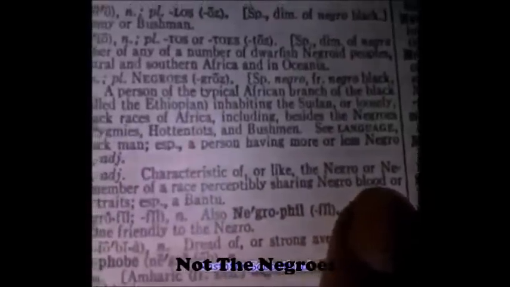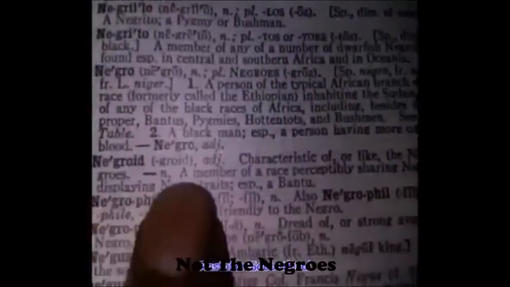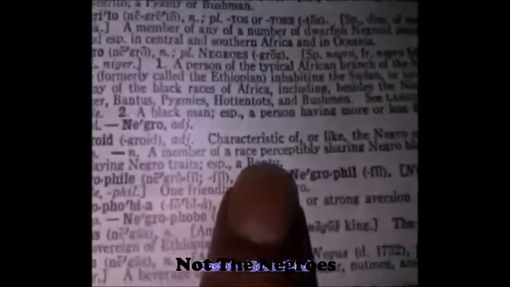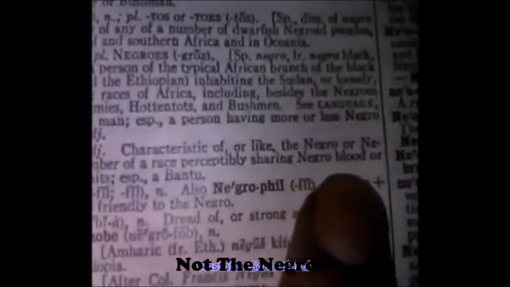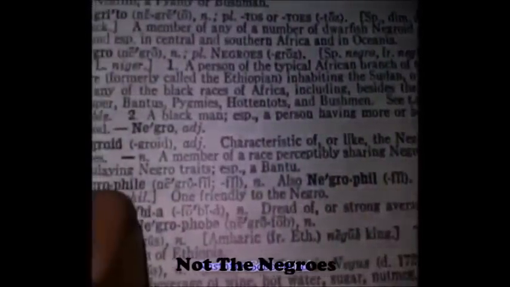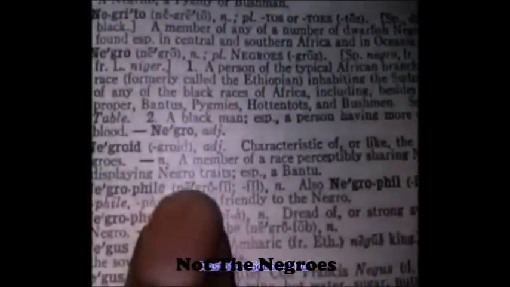Look at Negroid. Negroid, characteristic of or like the Negro or Negroes. A member of a race perceptibly sharing Negro blood. That means, looking black. Or displaying Negro traits, especially a Bantu.